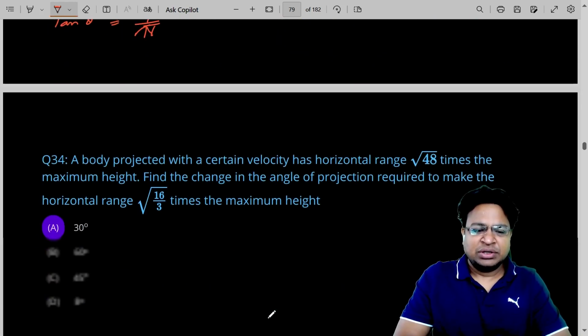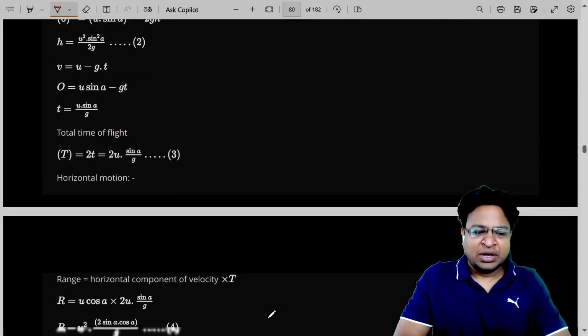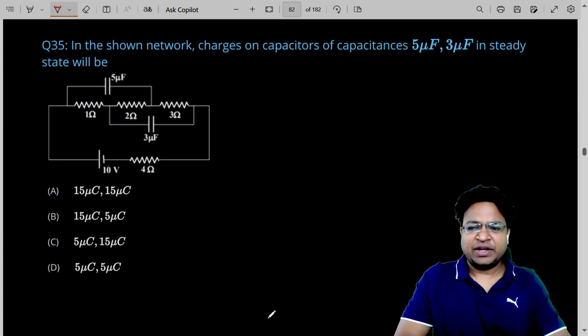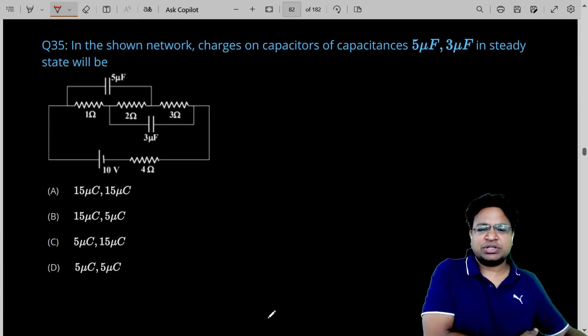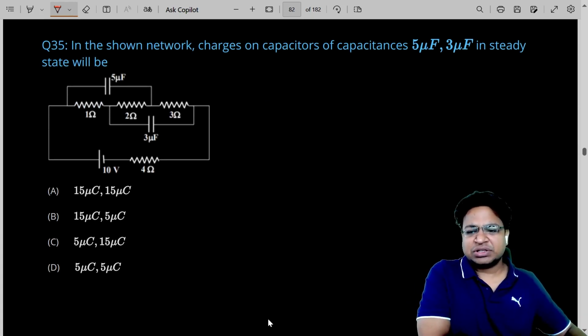All right, students. Okay, so option A is correct here. Next, we go to question number 35. Let's have a look at this question. This question says that the charges of the capacitors in steady state.